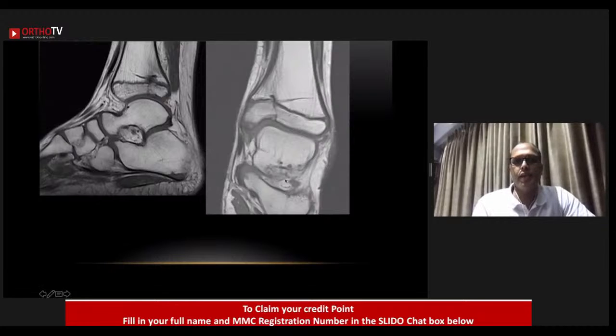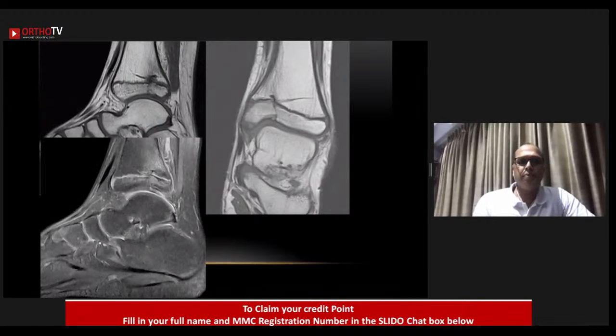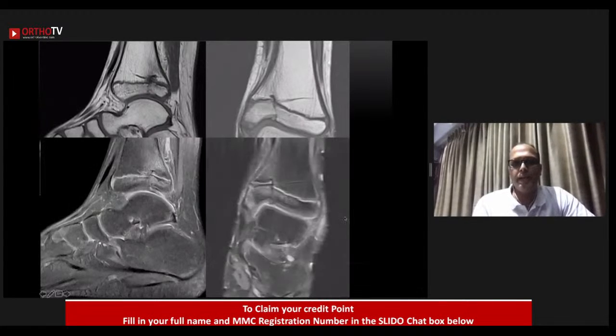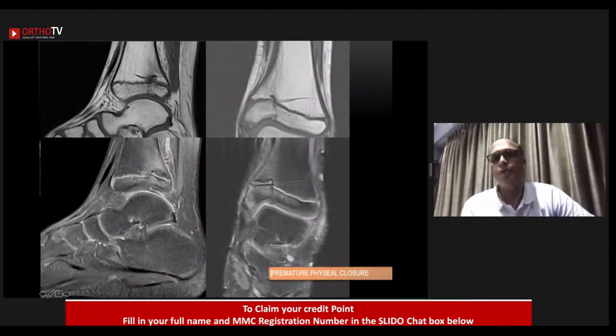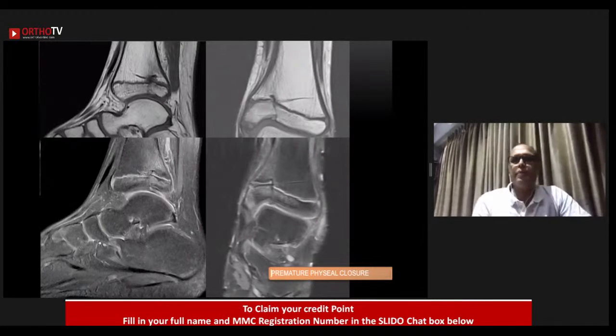T1 sagittal and T1 coronal images showed that yes, there was a fracture which has a component of healing now. But when the PD fat suppressed images were obtained, it was seen that there was an incongruent surface which had actually formed early fusion at the area where the bony component was incongruent, and that was termed a premature physeal closure, which I guess was due to malhealing.